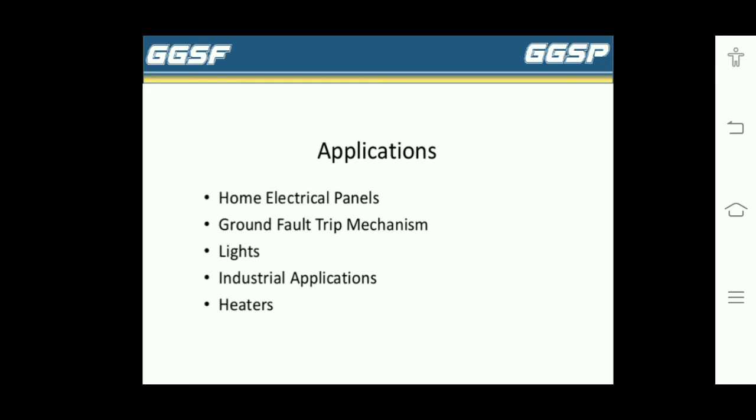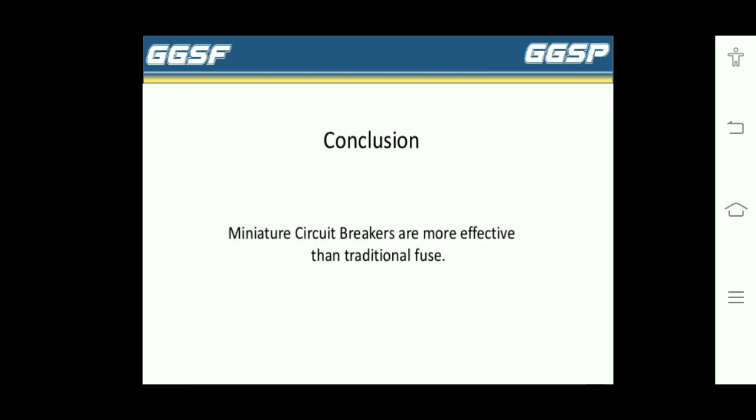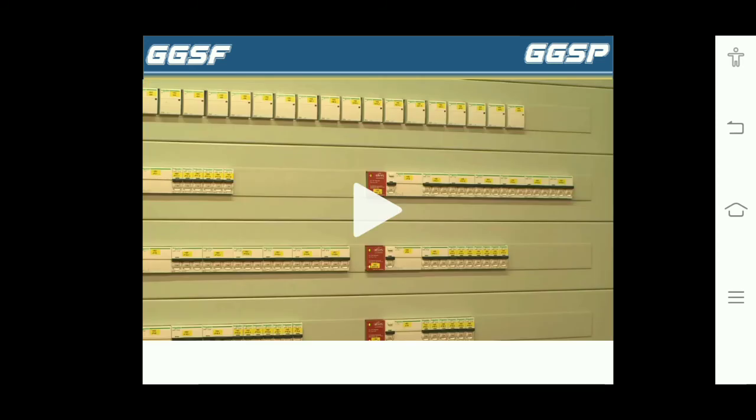Application: home electrical panels, ground fault trip mechanism, lights, industrial application, heaters. Conclusion: miniature circuit breakers are more effective than the traditional fuse. For better understanding, watch this short video.